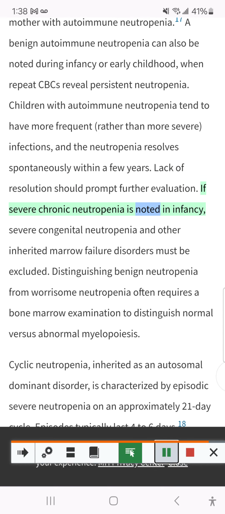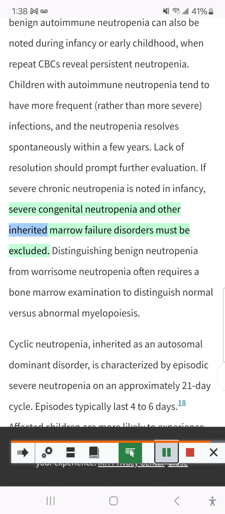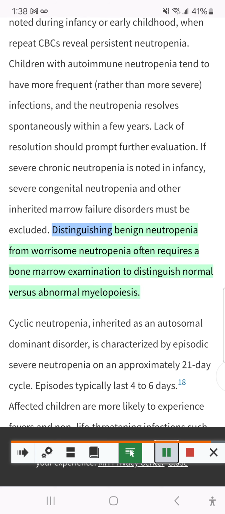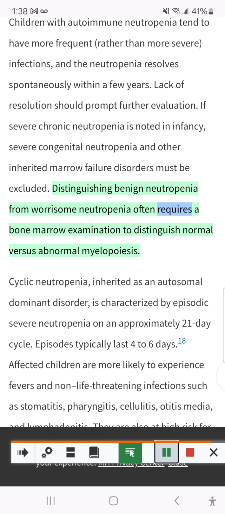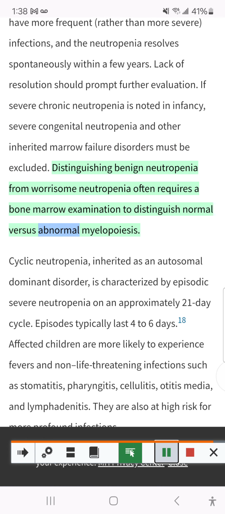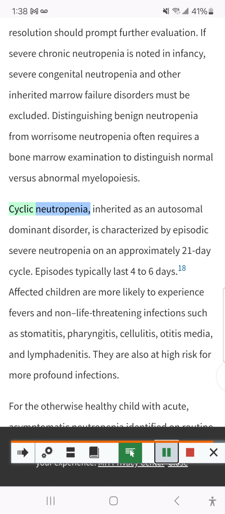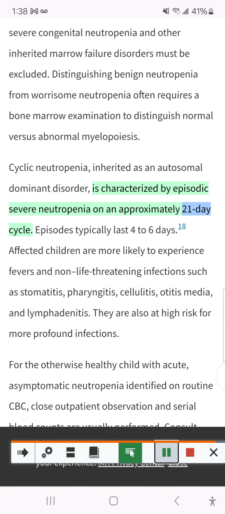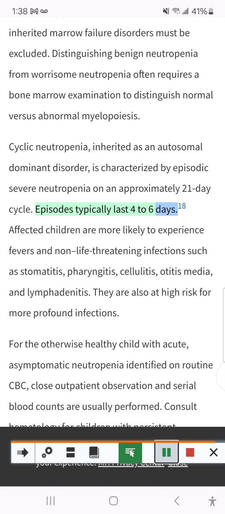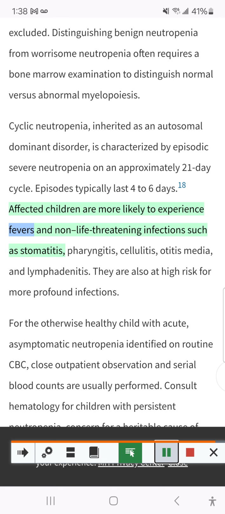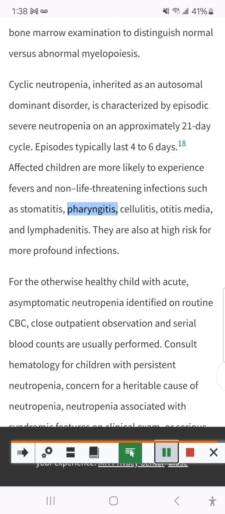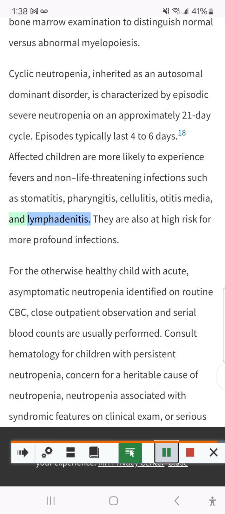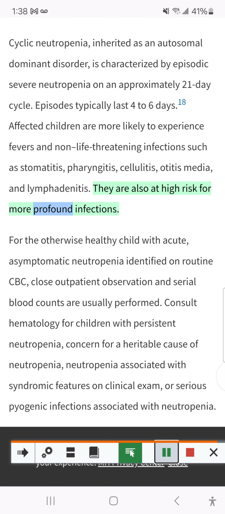If severe chronic neutropenia is noted in infancy, severe congenital neutropenia and other inherited marrow failure disorders must be excluded. Distinguishing benign neutropenia from worrisome neutropenia often requires a bone marrow examination to distinguish normal versus abnormal myelopoiesis. Cyclic neutropenia, inherited as an autosomal dominant disorder, is characterized by episodic severe neutropenia on an approximately 21-day cycle. Episodes typically last 4 to 6 days. Affected children are more likely to experience fevers and non-life-threatening infections such as stomatitis, pharyngitis, cellulitis, otitis media, and lymphadenitis. They are also at high risk for more profound infections.